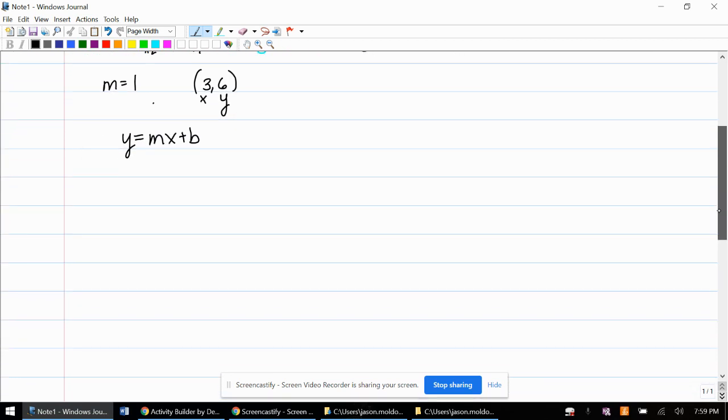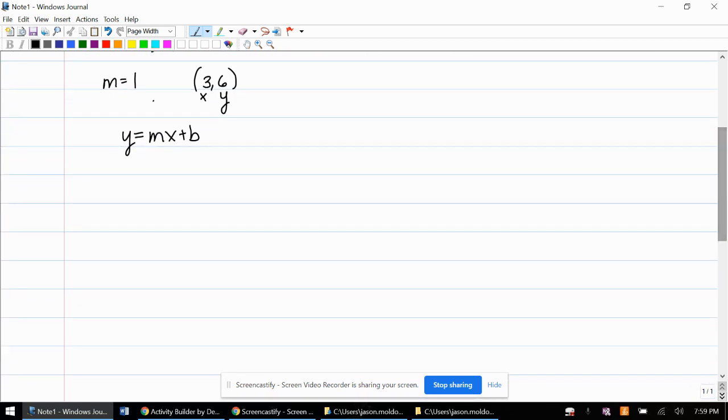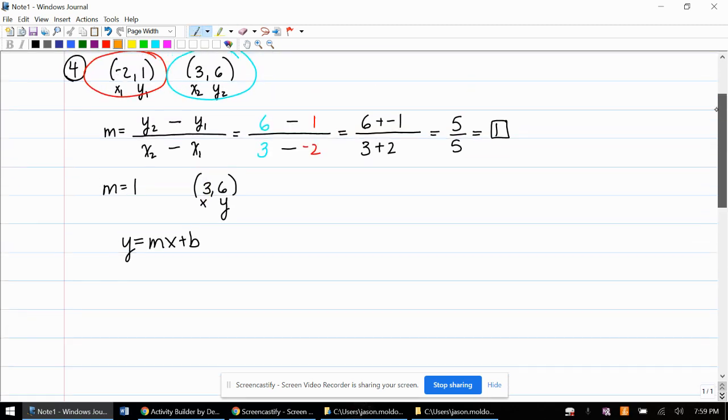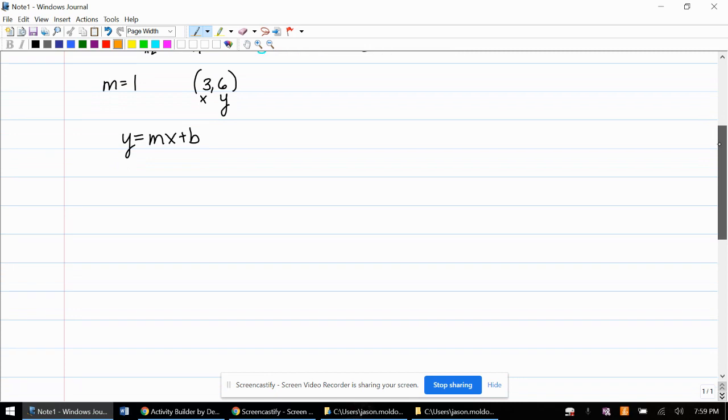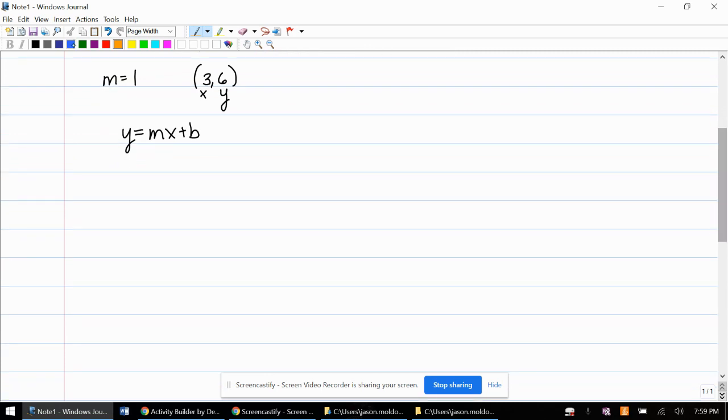For the second part, and if you need to rewatch the first part, now will be a good time to do that. Notice that I no longer need to label this point with the 1s and the 2s because I'm picking a point. And to be honest, as you get further in the lesson, you'll hear me say it doesn't matter which point. I mainly picked this point because the other point had some negatives. So 3, 6 is usually the point that people prefer using. And then we're going to plug this in.